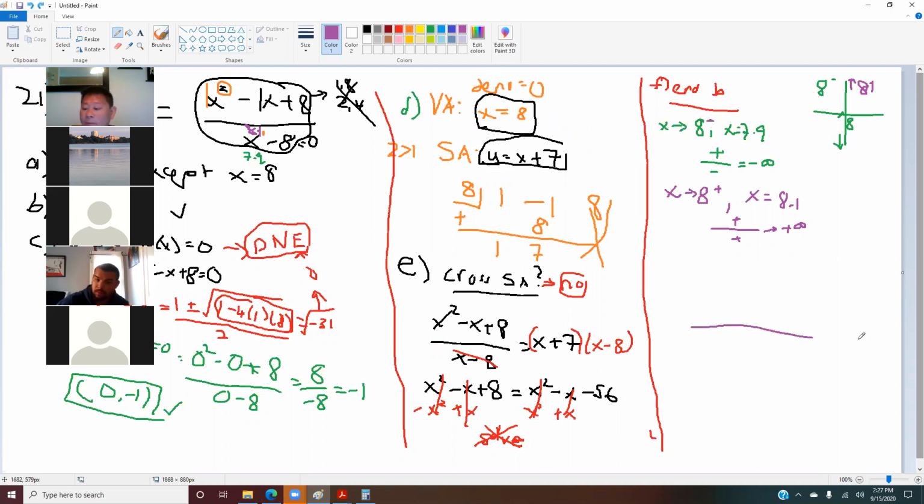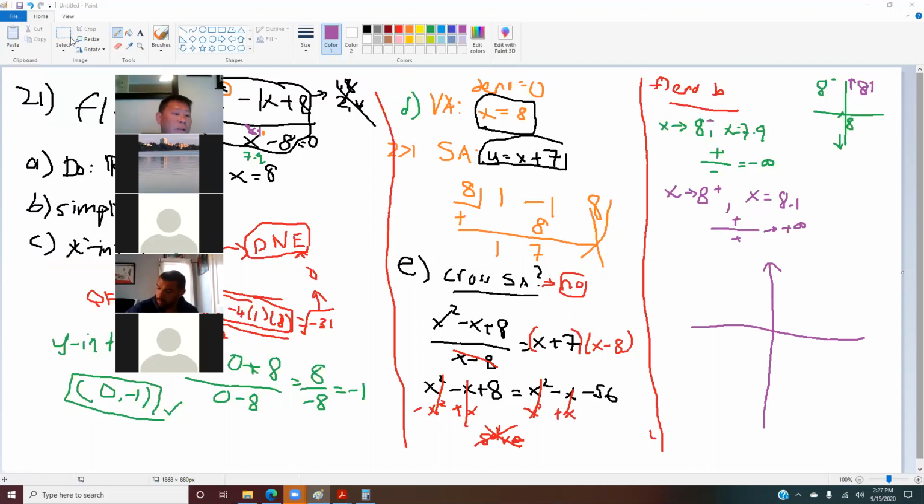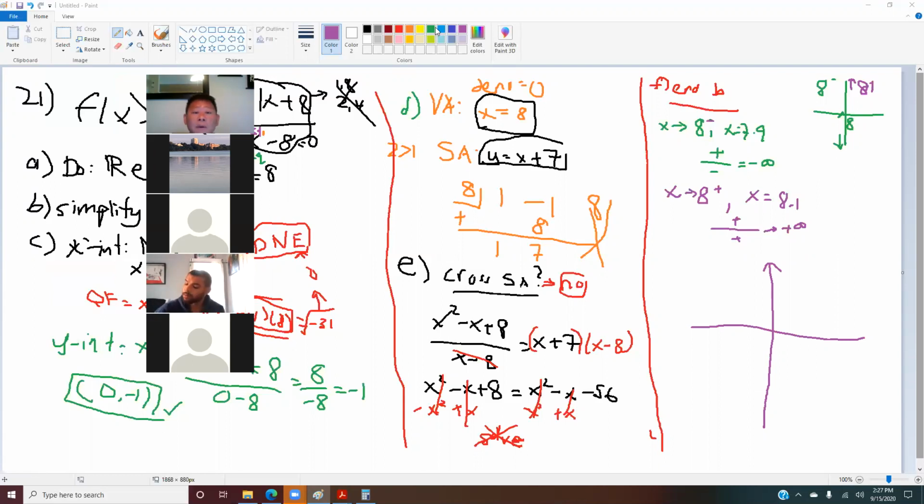So now we're going to graph this. It's stated that we do not have any x-intercept. Your y-intercept is at 0, negative 1. So 0, negative 1 is right here. Now for your asymptote, we got x equals 8. And y equals x plus 7. Again, x plus 7, your y-intercept is 7, and the slope is 1. So you go up 1 over 1.